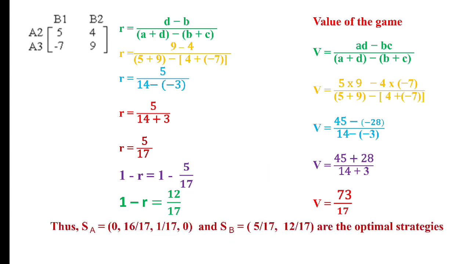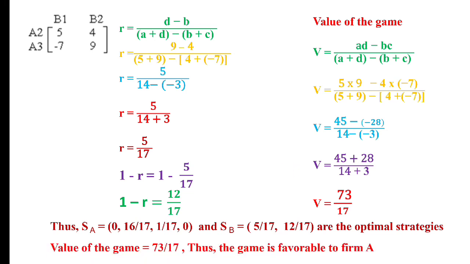Then strategies of A: 0, 16 by 17, 1 by 17, 0. Then strategies of B: 5 by 17, 12 by 17. Then we'll get the value of the game, 73 divided by 17. Therefore the game is favorable to player A.